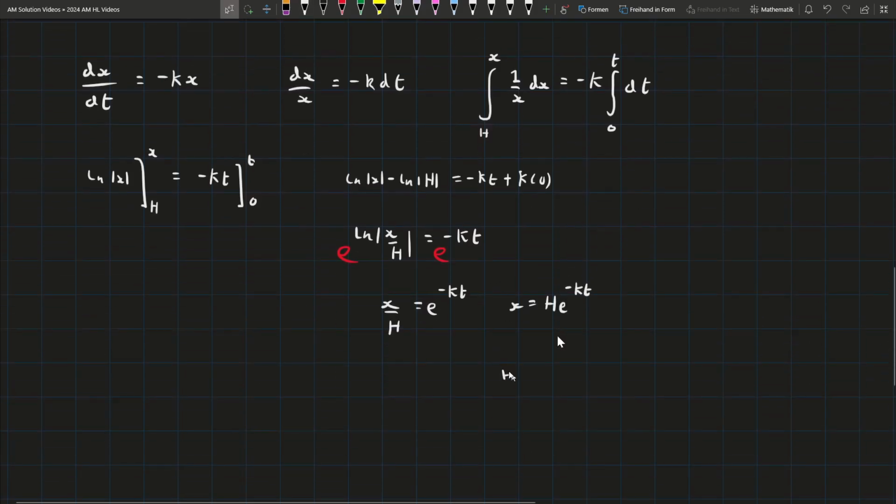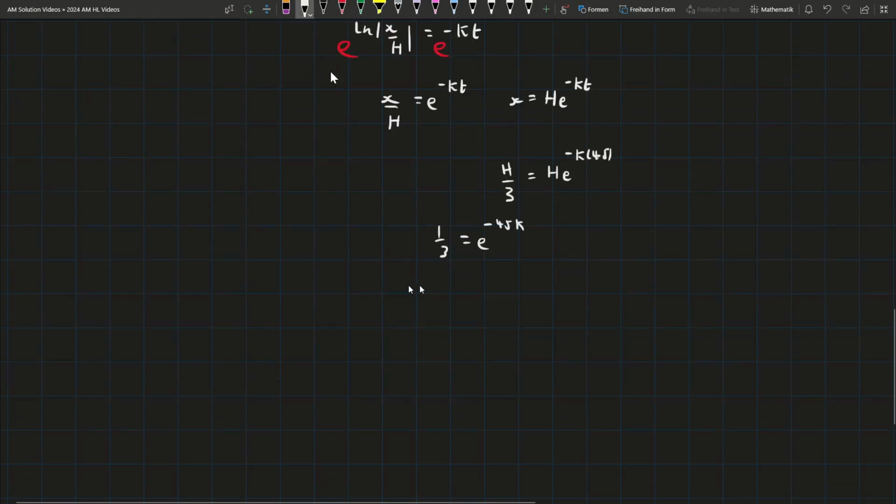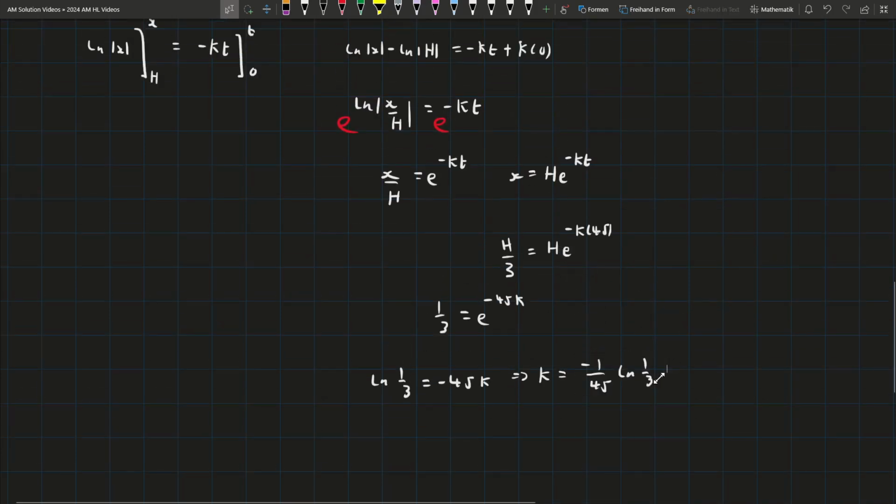So we have h over 3 for x equals h e to the minus k times 45, where 45 is what t is. So we can see the h's will cancel. The h's will cancel. We'll get 1 over 3 equals e to the minus 45k, we can say. ln on both sides, we get ln of a third equals minus 45k. That means that k equals minus 1 over 45 ln of a third. Put that into your calculator. Well, actually, I won't put it into my calculator because I'd rather get a definite number, because this ln could cancel out with the e, so I'm actually going to leave it like that.